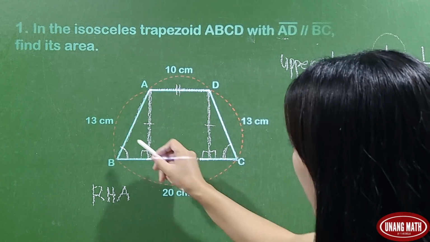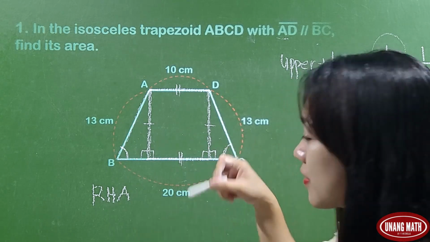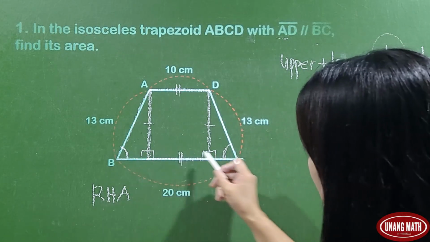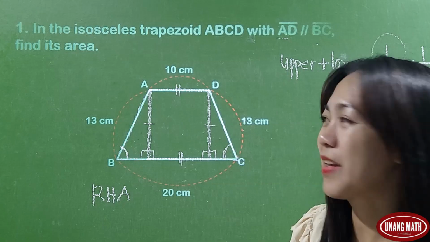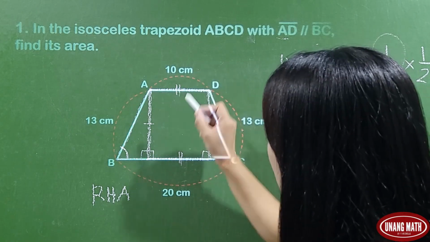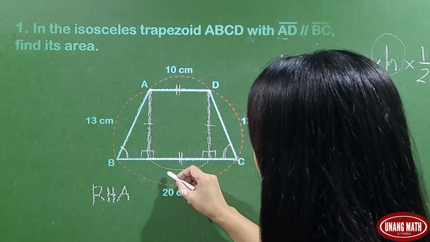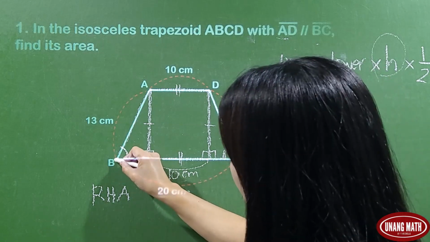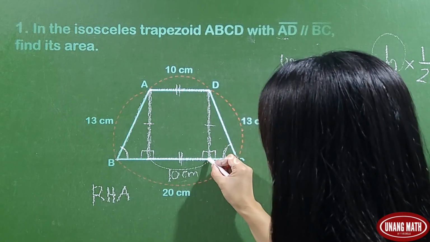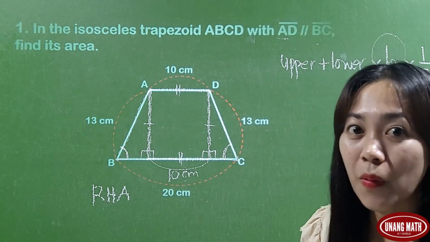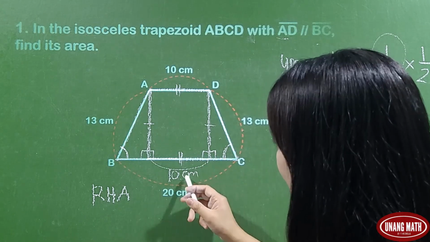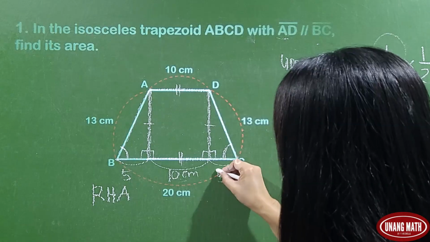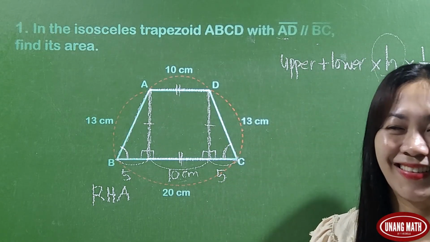Now, as I mentioned, these two triangles are congruent triangles, and this is a rectangle. Segment BC is 20 centimeters. Segment AD is 10 centimeters. So it means from here to here, it's also 10 centimeters. So from here to this point, these are also equal in length. So 20 minus 10 is 10. So it means from here to here is 5 centimeters. Here to here is 5 centimeters.